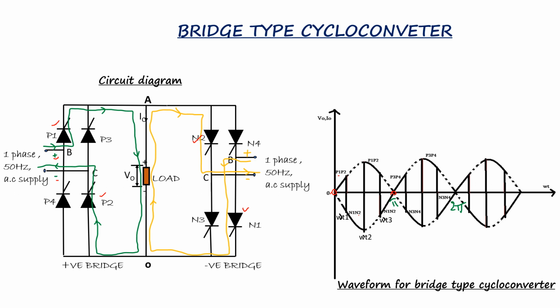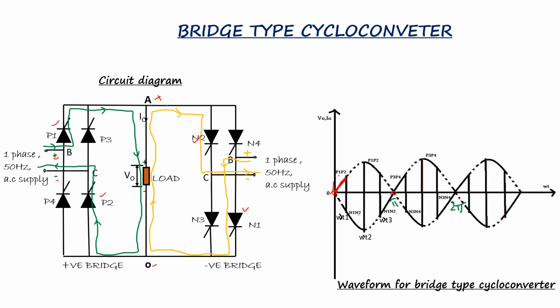When P1 and P2 are turned on together at omega t equal to 0, the load voltage is positive. This is the load voltage waveform. The load voltage is positive with terminal A positive with respect to 0, so 0 is made negative. The load voltage now follows the positive envelope of the supply voltage.